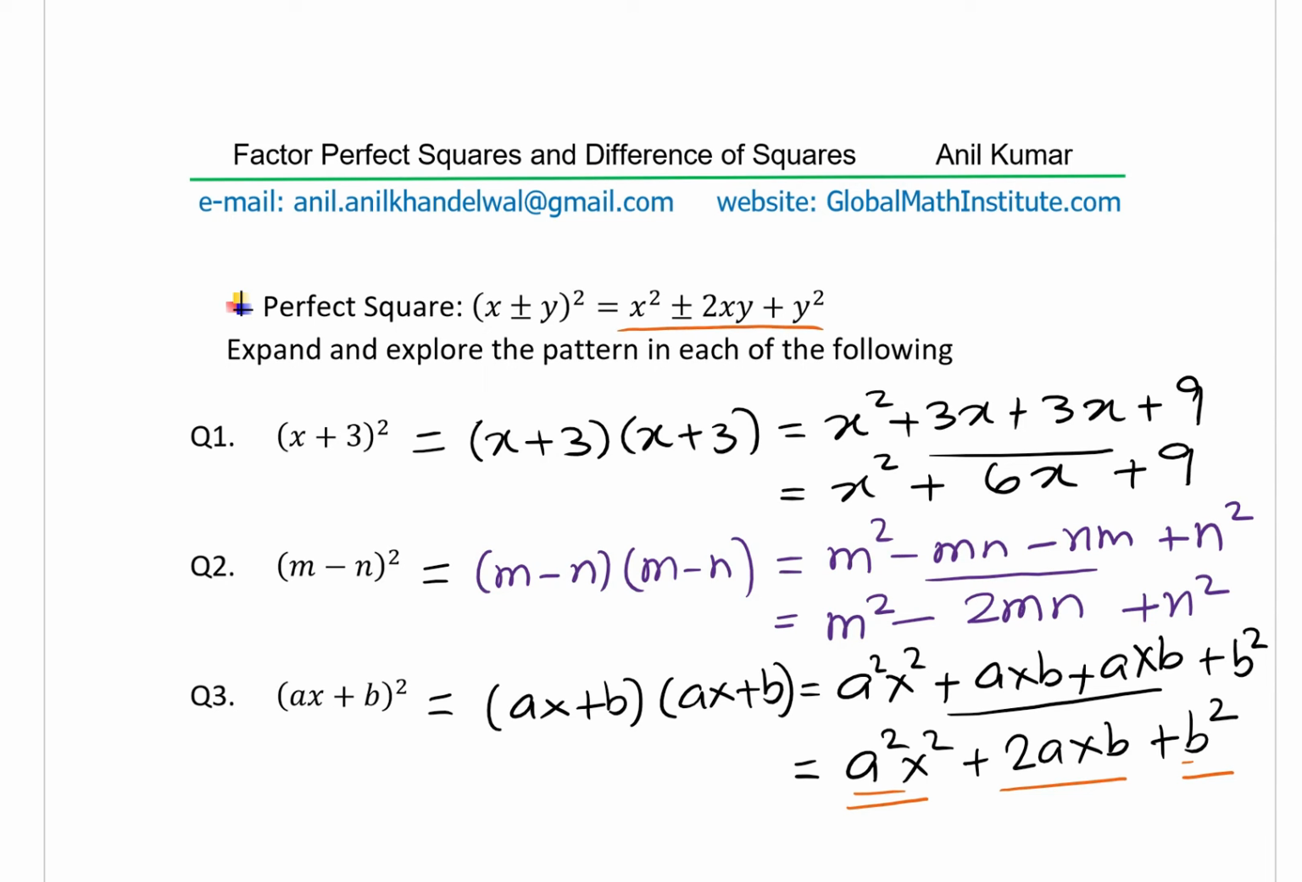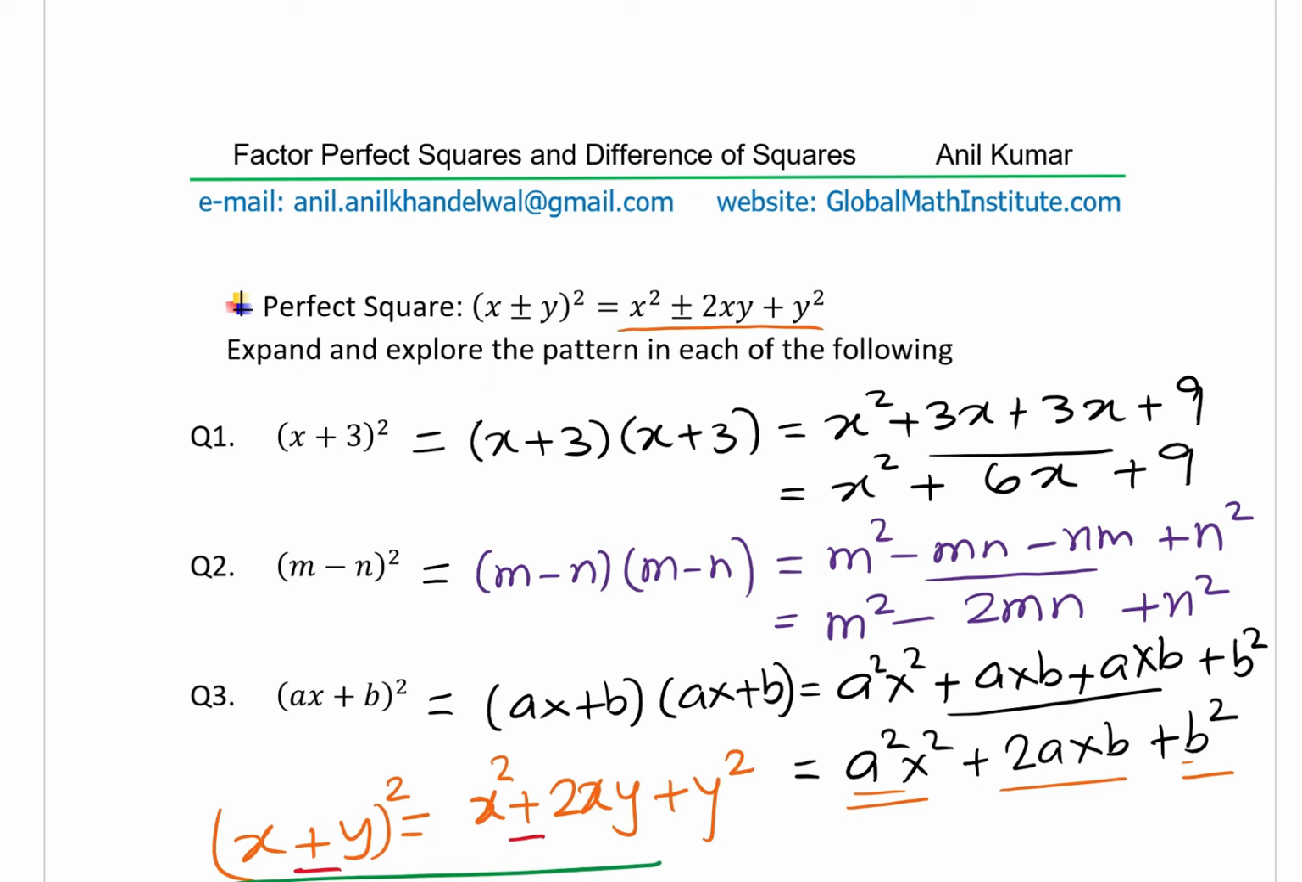So all the three expansions actually tell you that if you have an expression which is x plus y whole square, in that case it could be written as x squared plus 2xy plus y square. That is the pattern which we see. Now if it is minus, in that case the center term is minus 2xy. So that is the formula which we are going to use and expand or factor trinomials in such cases.